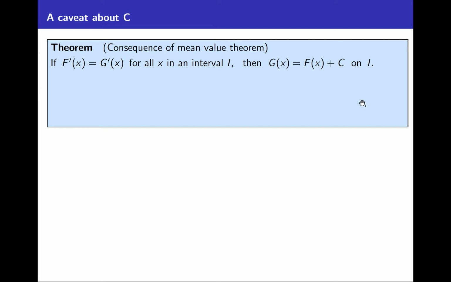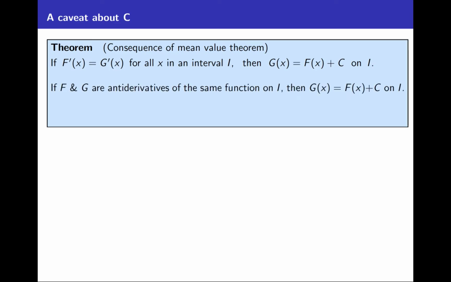You can rephrase this in terms of antiderivatives. If f prime equals g prime, then the two functions f and g have the same derivative, so they are antiderivatives of the same function. And this statement becomes, if f and g are antiderivatives of the same function on I, then g of x equals f of x plus c on I. So we've been using this fact in writing our antiderivative rules.